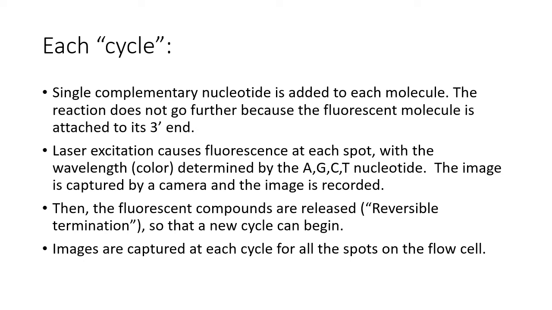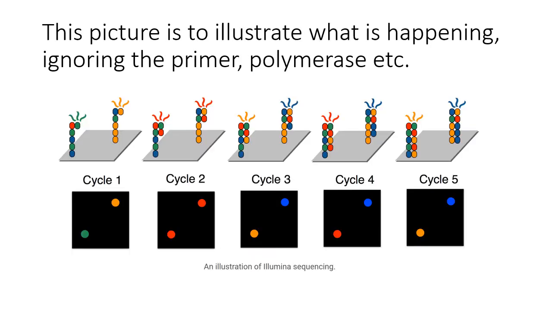So that's when the reversibility becomes important, because now a new cycle can begin. The images are going to be captured at each cycle for all the spots on the flow cell. So now we go to cycle 2. We've got the same 2 molecules that are being extended, and each one of those acquires the next nucleotide that's complementary to the template. And then the laser will determine what colors those are, assign them to what the nucleotide is, and then reverse the process so that the cycle can begin again. Again, for cycles 3, 4, and 5, each round of extension gives us the addition of 1 more fluorescence image that we will capture one at a time, and then reverse, and then go on to the next cycle.